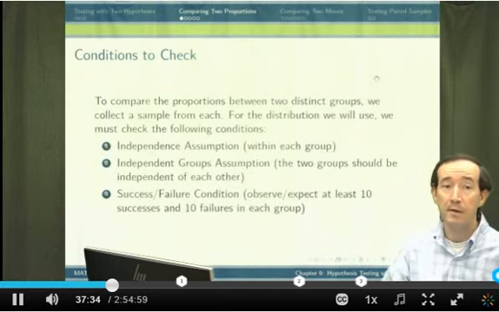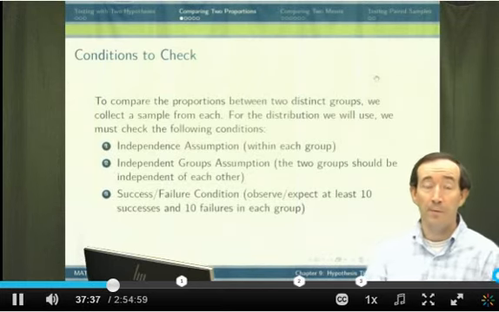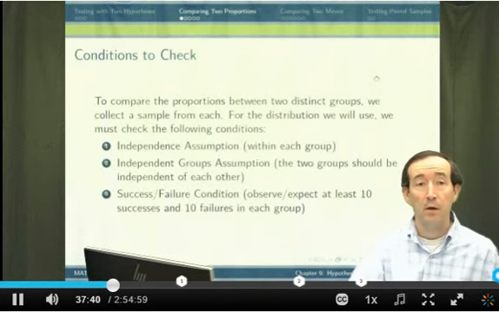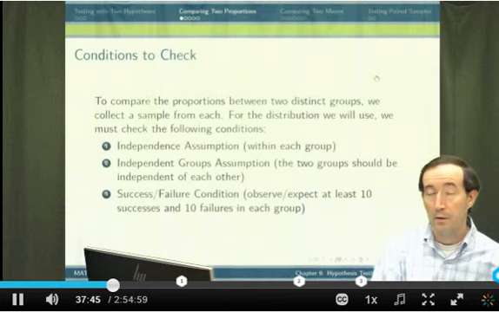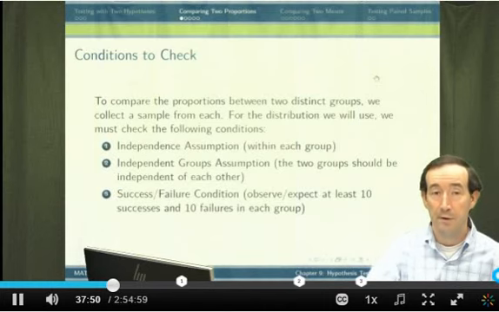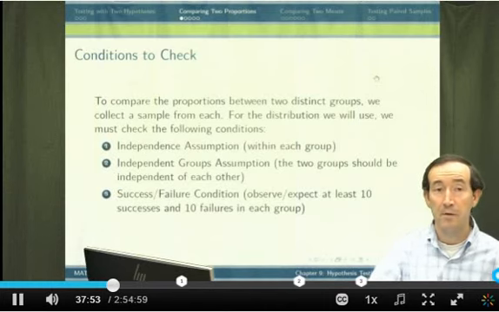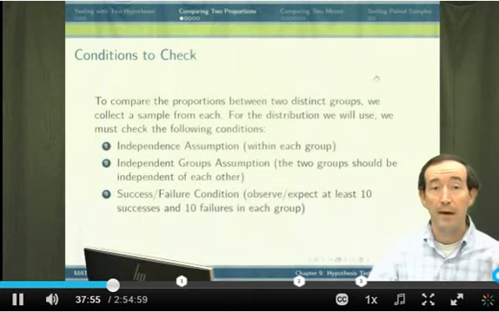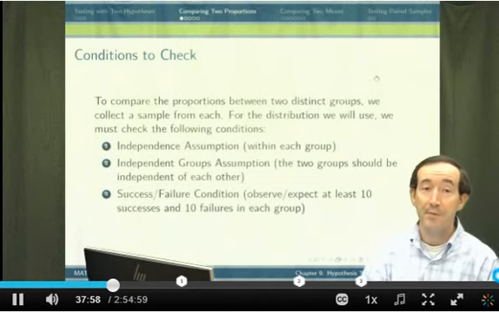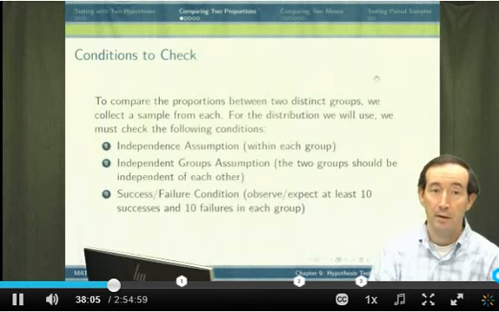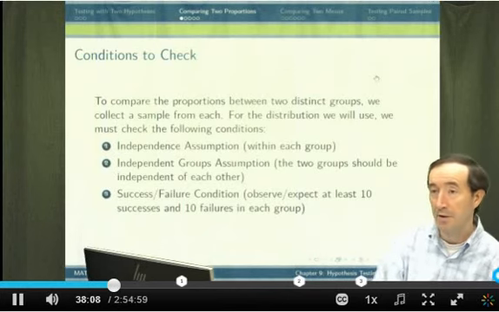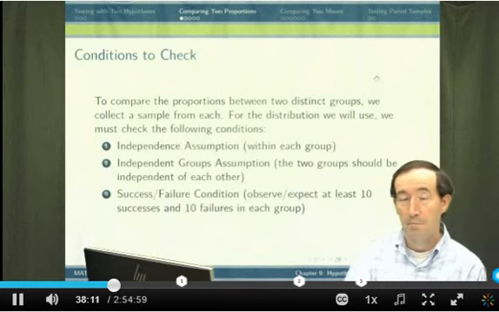The independence assumption needs to be true within each group. So if I'm comparing group 1 and group 2, what I need is that all of the members of my sample from group 1 are independent of each other. I also need that all of the members from my sample in group 2 are independent from each other. That's the independence assumption in each group. As usual, that is difficult to establish directly, but the most likely way we do it is we make sure that our samples from each group were collected with sufficient randomization. And if that's the case, then the randomization condition gives me independence within the groups.